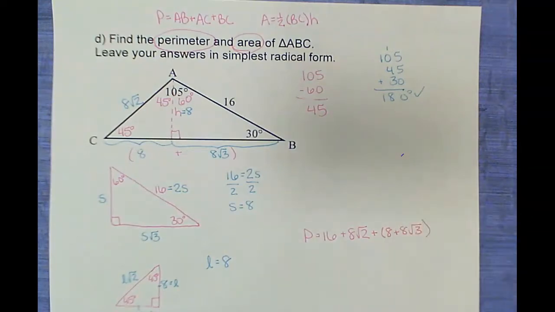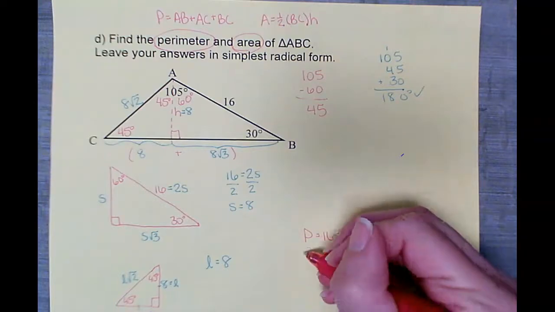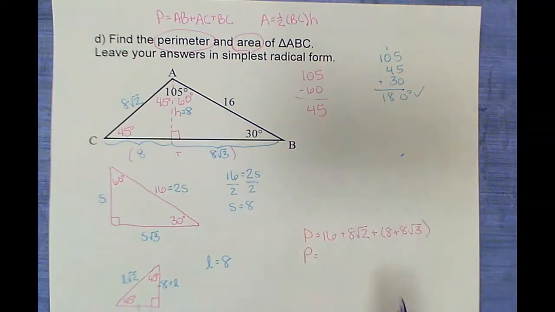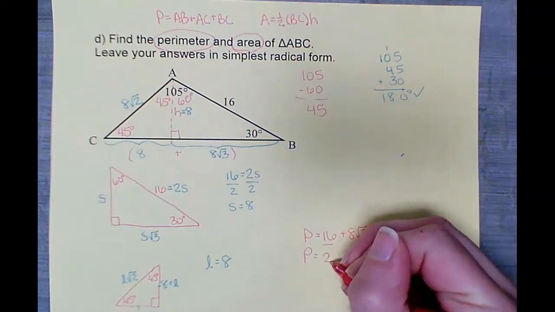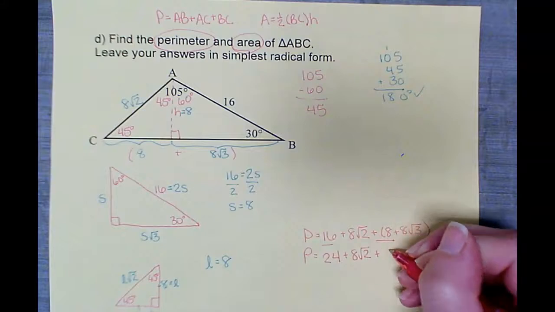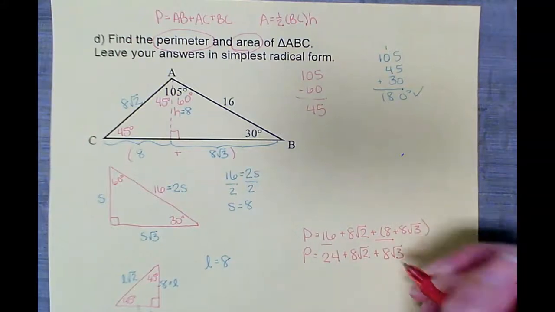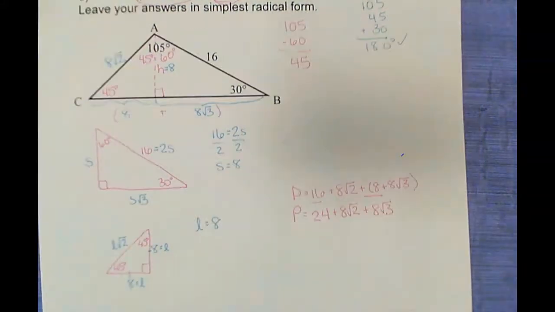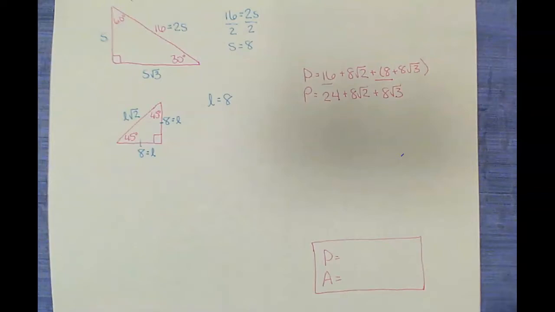Now, when I put these together, I can only combine things that are like terms. And so the things that are like terms would not be the things with the radicals because this radicand is a 2 and this radicand is a 3. So these are not like terms. But the 16 and the 8 are like terms. So 16 plus 8 is 24. And then plus you have the 8 square roots of 2 term and the 8 square roots of 3 term. So that is my perimeter. I'm going to go ahead and include that in my box for my answer.